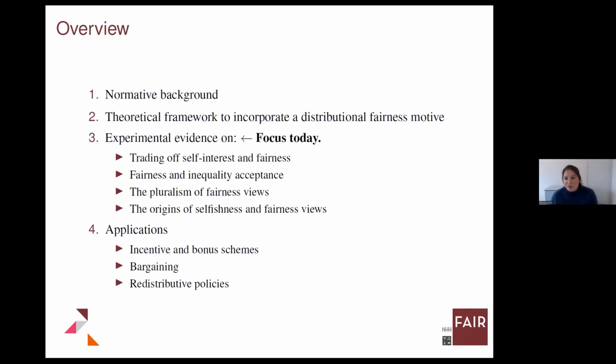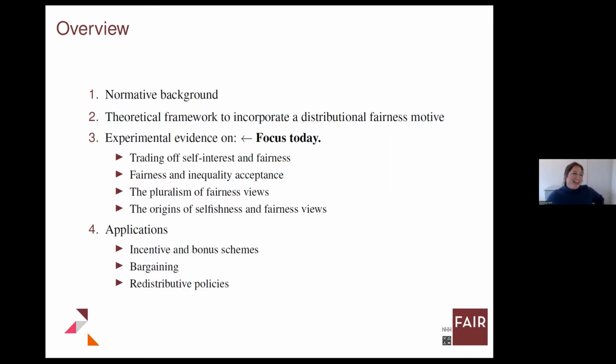This is the overview of this chapter, where we go into the normative background and the theoretical framework. But what I'm going to focus on today is the experimental evidence. One, we're going to go through the weight that people attach to self-interest versus fairness preferences, or what they consider fair, if there is a trade-off, if there's a conflict of interest. Because that might differ from person to person, and we really don't know. Is it homo economicus? Probably not, but how do people differ there? And then we're going to look at the link between fairness and inequality acceptance.